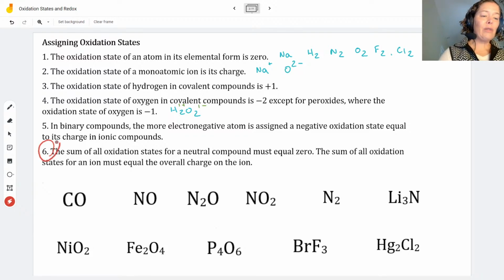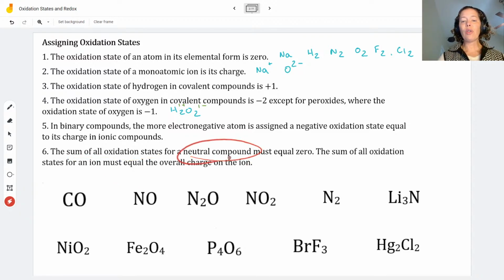Okay, and finally, rule number 6, we'll use this one quite often actually, is the sum of the oxidation states for a neutral compound must equal 0. And the sum of the oxidation states for an ion must equal the overall charge on the ion. So this is a rule that we will use not only with compounds that are neutral, but when we're trying to determine oxidation states for, say, a polyatomic ion, we are going to use this rule as well, except in that case, our oxidation state is going to equal the charge on the polyatomic ion.